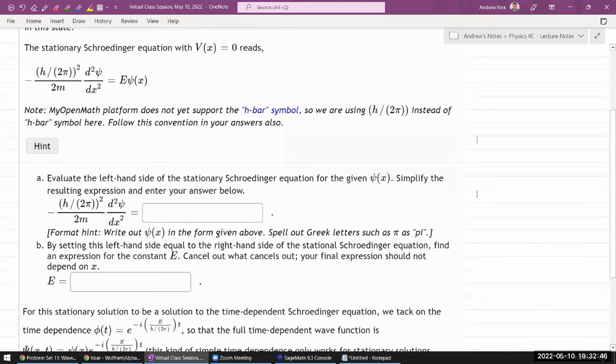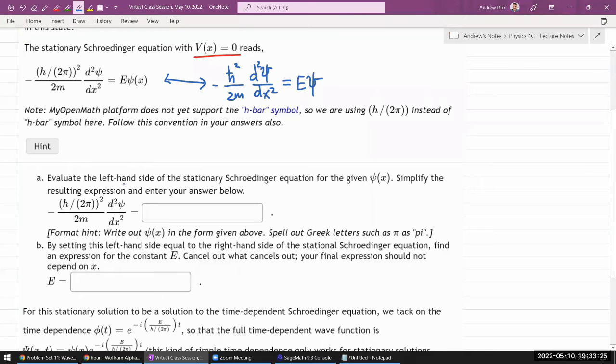So it says stationary Schrodinger equation with zero potential energy. Yeah, that looks right. And just for comparison with the form that should be in the textbook, this is h bar, h over 2 pi, h bar squared over 2m times minus 1. That's basically the momentum squared over 2m, once you do this position derivative. That's the important part of the momentum operator. So kinetic energy is equal to the total energy. That's basically what this expression is saying.